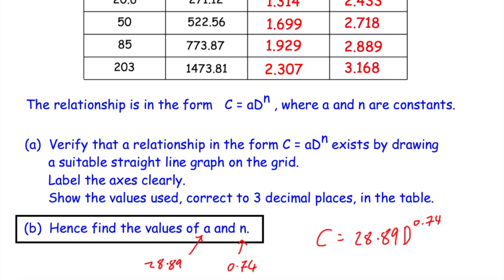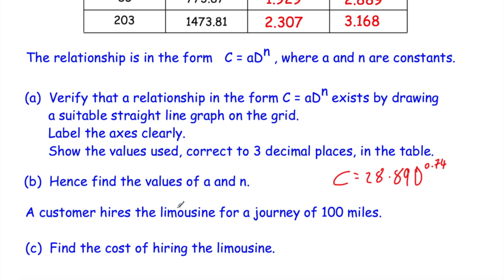Okay, let's look at our next part. Our next part then says a customer hires a limousine for a journey of 100 miles. Find the cost of hiring the limousine. So we've got the relationship. We know that the cost is equal to 28.89 multiplied by d to the power of 0.74. And we've been asked to find the cost of a journey that lasts 100 miles. So the distance is equal to 100.